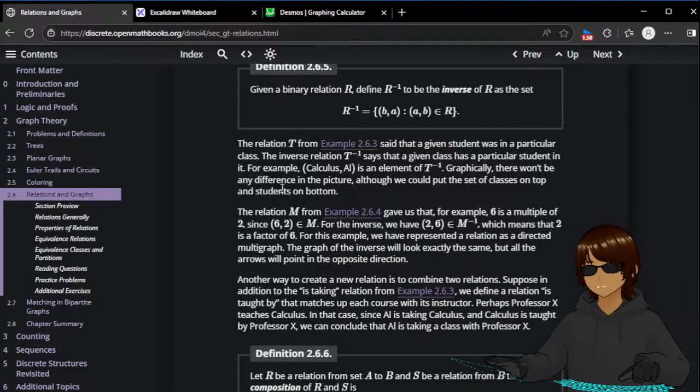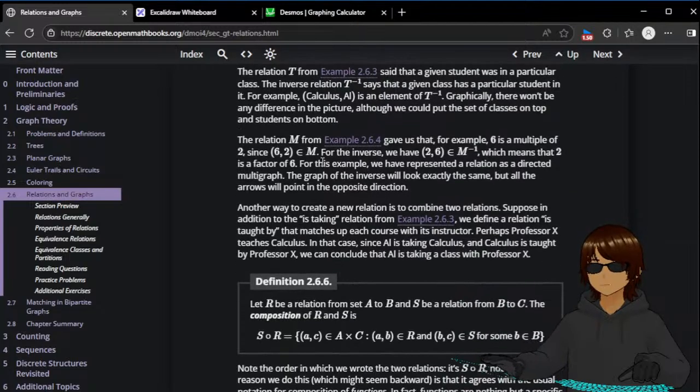Graphically, there won't be any difference in the picture, although we could put the set of classes on top and students on bottom. The relation M in example 2.6.4 gave us that, for example, 6 is a multiple of 2. For the inverse, we have (2, 6) for the inverse of multiple, which means 2 is a factor of 6. For this example, we have represented a relation as a directed multigraph.